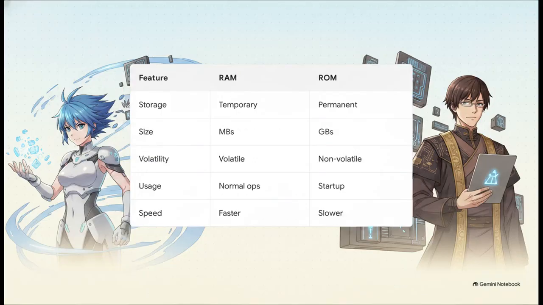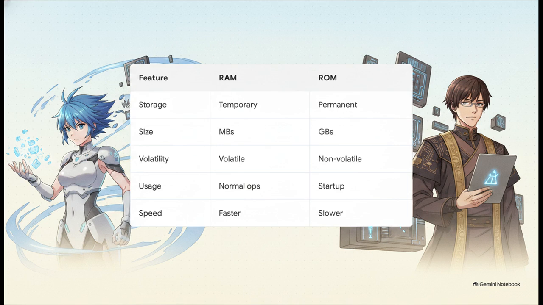Zooming in on that primary memory side, we find this fascinating rivalry: RAM versus ROM. RAM, or random access memory, is temporary and highly volatile. That means if your computer suddenly loses power, the RAM loses all its data instantly. It's built for rapid speed during your normal day-to-day operations.